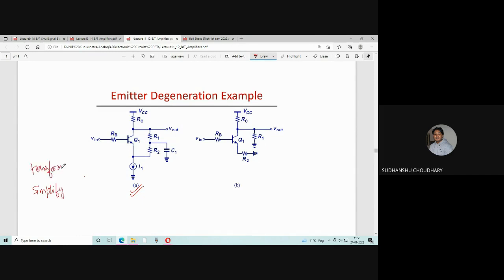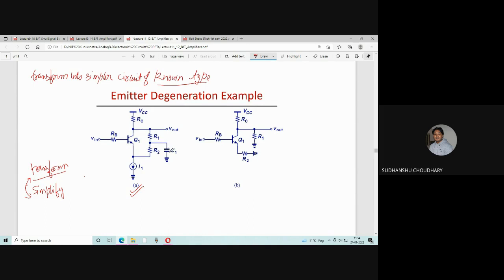Transform this circuit into a simpler circuit of known type. So known type means here that I want to transform this into some known type for which I have already calculated the gain, input impedance and output impedance, right?